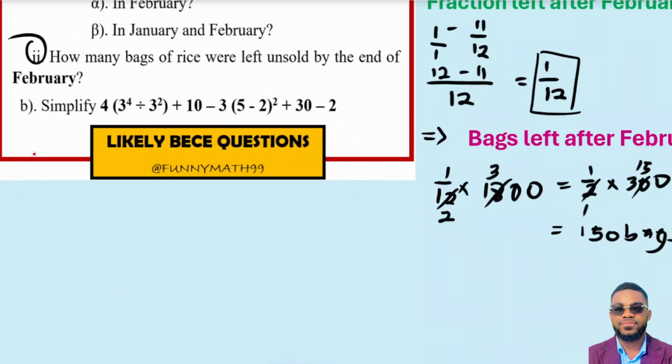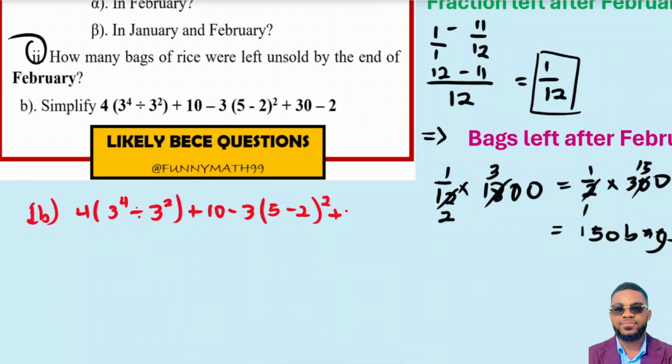Let's simplify the next question. That is question 1B. So we have 1B here. We have a very long expression here. That is 4 into bracket 3 exponent 4 divided by 3 exponent 2 plus 10 minus 3 into bracket 5 minus 2 all raised to the power 2 plus 30 minus 2. So that's a very long expression. But with the help of the correct order of operation, we can simplify. So we are going to use PEMDAS or BODMAS or any other acronym that you want to use here. We just have to use the correct order of operation.